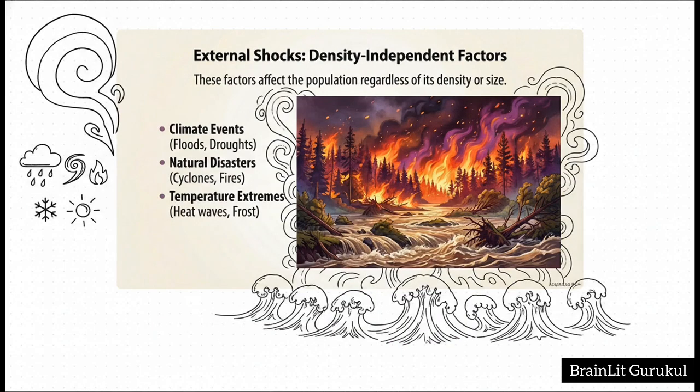And then you have the complete opposite, density-independent factors. These are external shocks from out of nowhere. A massive wildfire, a flash flood, a sudden freeze. These things don't ask for a head count. They don't care if there are 10 deer in the forest or 10,000. They just hit. It's often sudden and it's unpredictable.